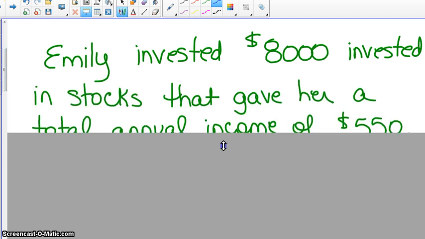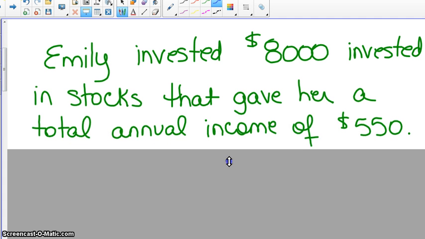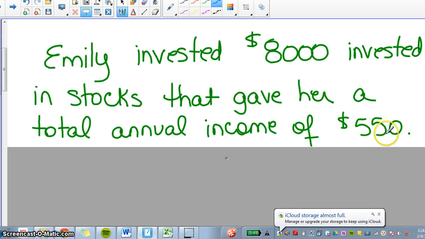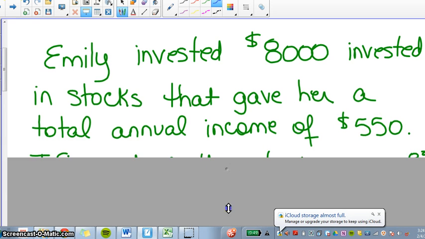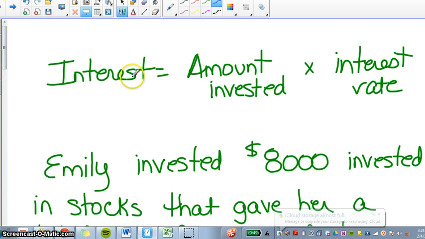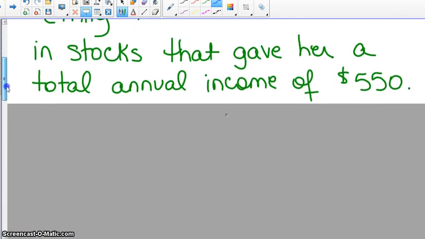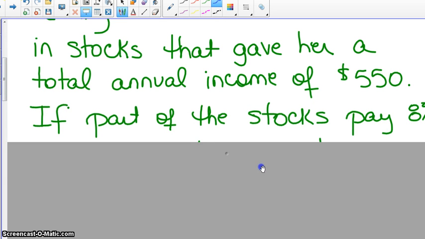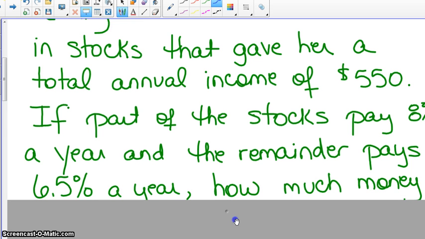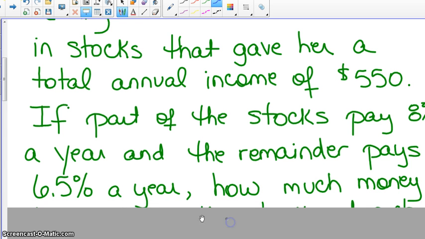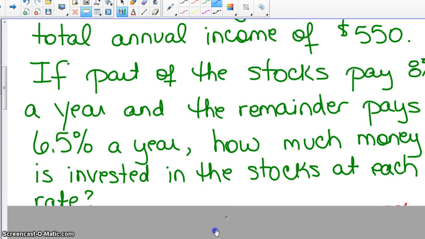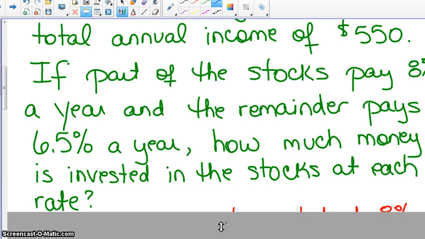Invested in stocks that gave her a total annual income of $550. So she earned $550. So where would that go? It would go under interest right here, $550. Now, if part of the stocks pay 8% a year and the remainder pays 6.5% a year, how much money is invested in the stocks at each rate?